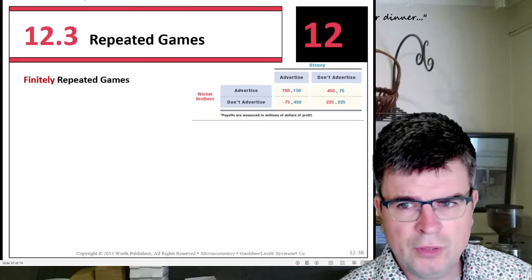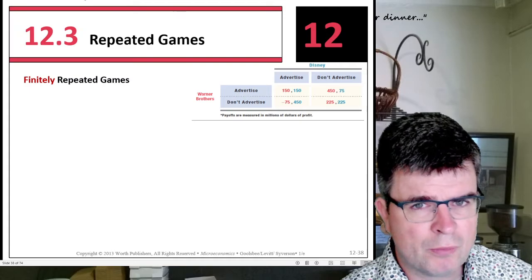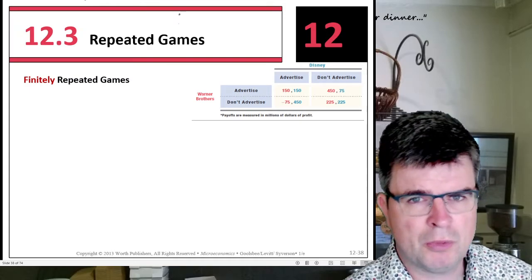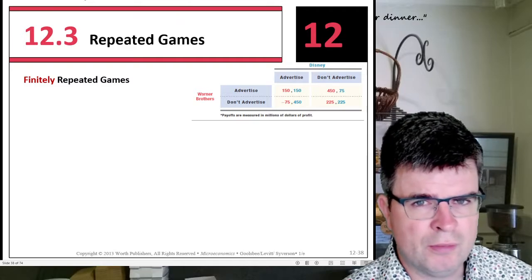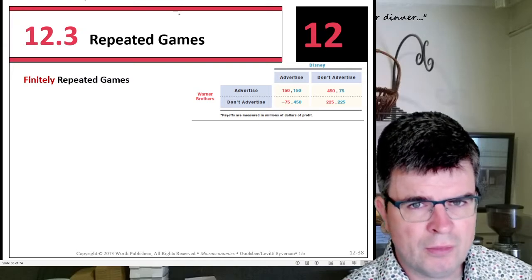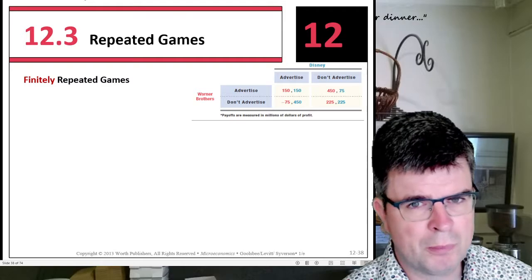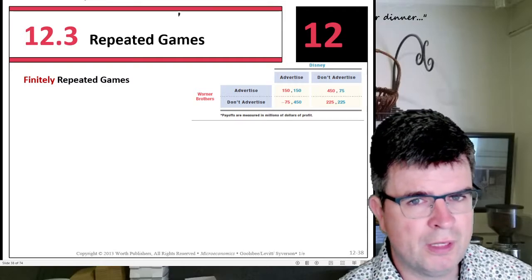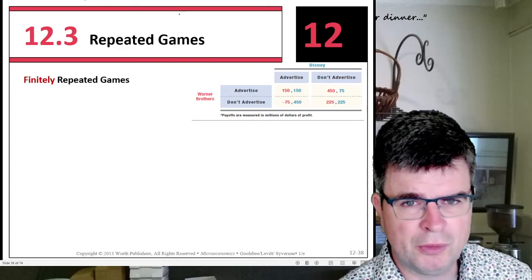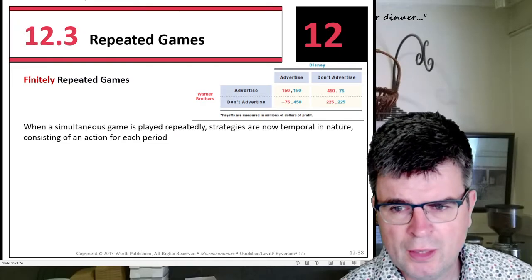And now we continue with repeated games, and we distinguish between repeated games that are finitely repeated, so for a limited number of periods, and infinitely repeated games that continue forever. And let's start with the finitely repeated games, and we return to Disney and Warner Brothers, who not only release movies this period or advertise for movies, but they also will advertise for future movies.